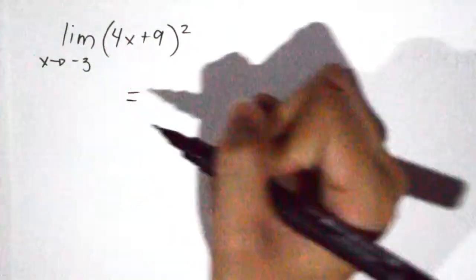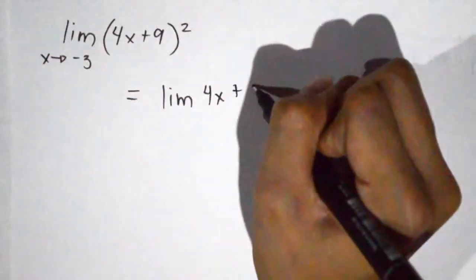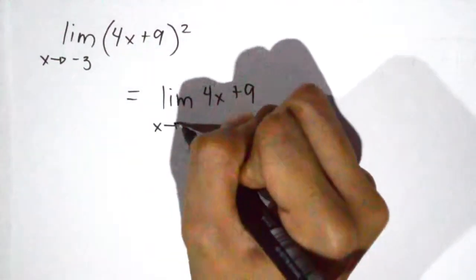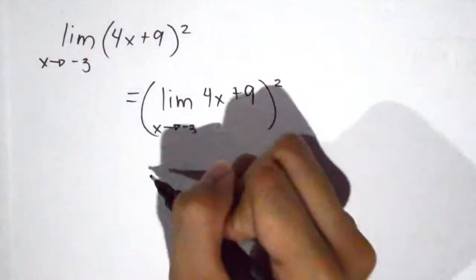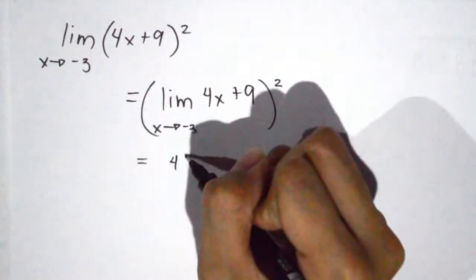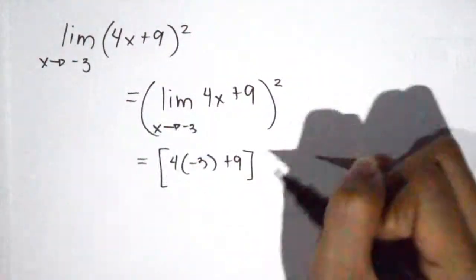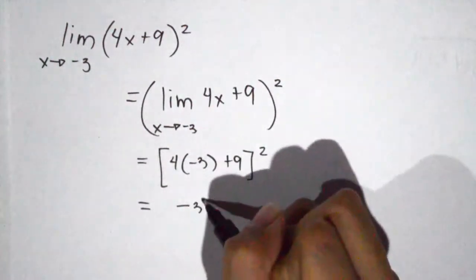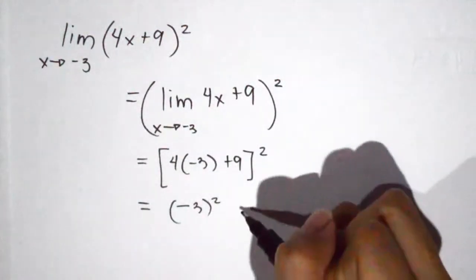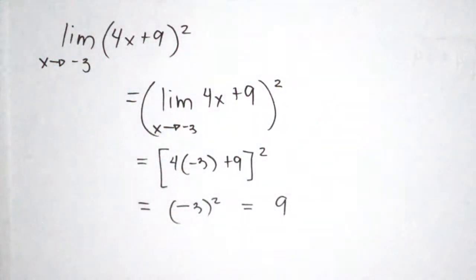Another example, the limit of (4x + 9)^2 as x approaches negative 3 is also equal to [the limit of 4x + 9]^2 as x approaches negative 3. Substitute the value x is approaching into 4x + 9, then the answer will be negative 3. Since the nth power of the function is 2, the power will also be 2, then the final answer will be equal to 9.